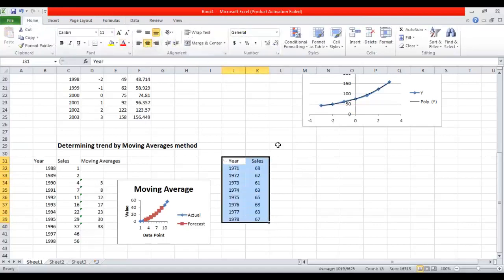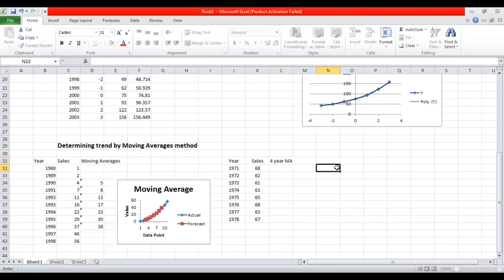Now I'll find out the moving averages. Here I'm finding the 4-year moving average. Whenever you find an even number moving average, what does it specify? You find the moving average of the first 4 values and place that moving average value in between, that is, in between 1972 and 1973. So there will be no synchronization between these moving average values and the year values.